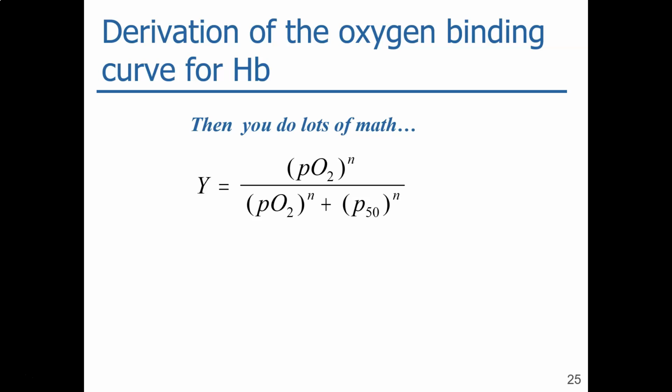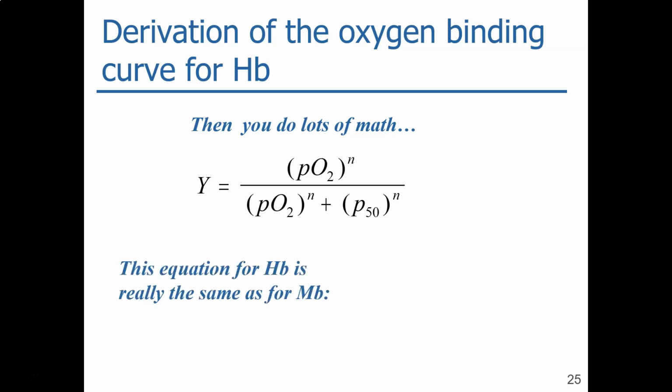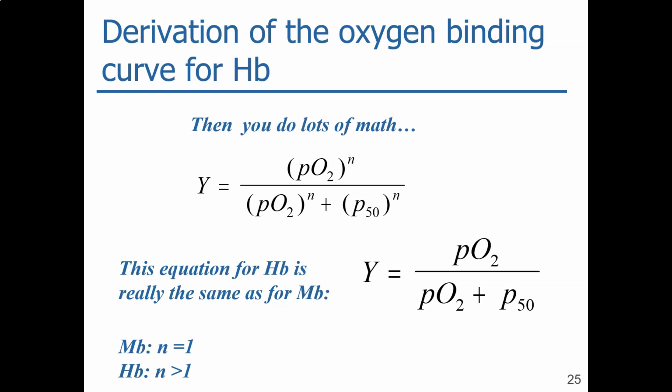So I've decided not to go through the entire derivation for you, but you can do it for yourself. And if you do that, you get this equation right here. So we have PO2 to the nth power divided by PO2 to the nth power plus P50 to the nth power. It's really, though, the same equation as it is for myoglobin. That's the equation we got for myoglobin. So if we just say that both of the equations are the same, this equation right up here is the same, except for myoglobin, N is equal to 1, whereas for hemoglobin, N is greater than 1.